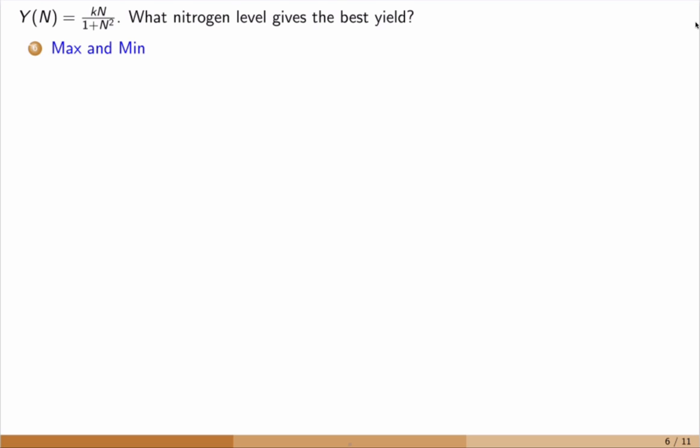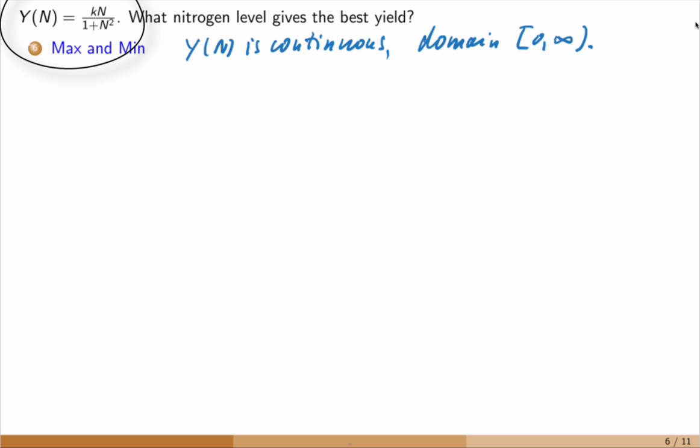Perfect. So then we can move on and really look at min and max. So y of n is a continuous function, and it has a domain from 0 to infinity. Now be careful. The function itself is defined from minus to plus infinity. However, we are talking about a nitrogen level n, and the nitrogen level can't be negative, right? So that's why the domain we consider is from 0 to infinity. Now looking for maxima of y, we look at critical points, but we also evaluate the function at 0, because this is one of the boundary points which we still need to include.